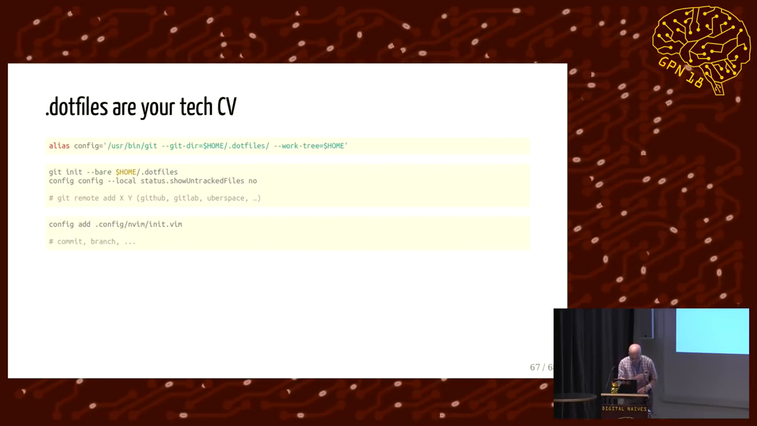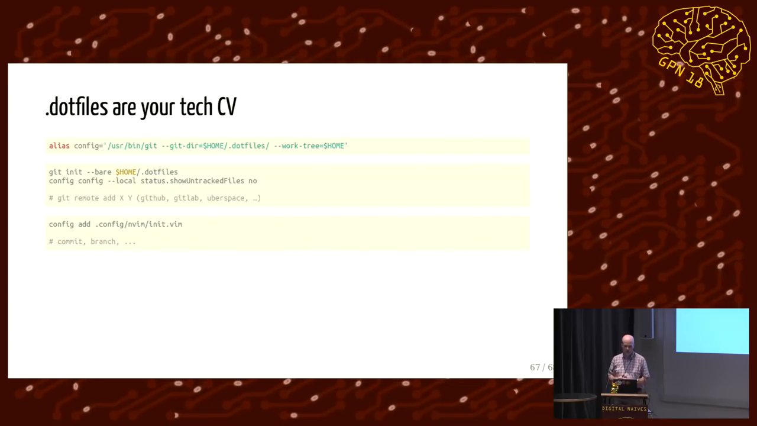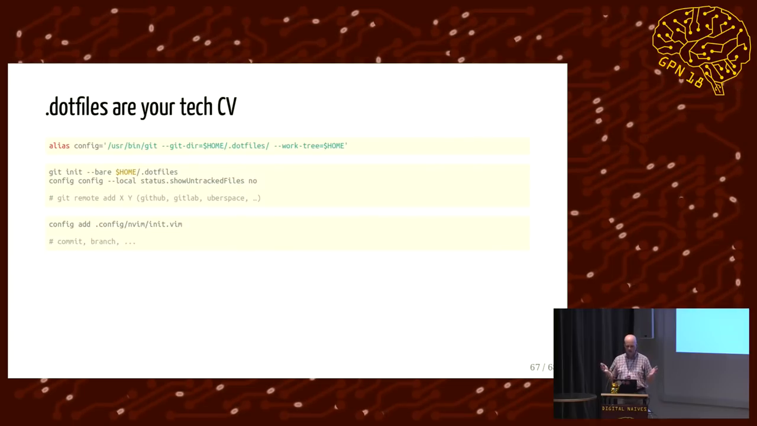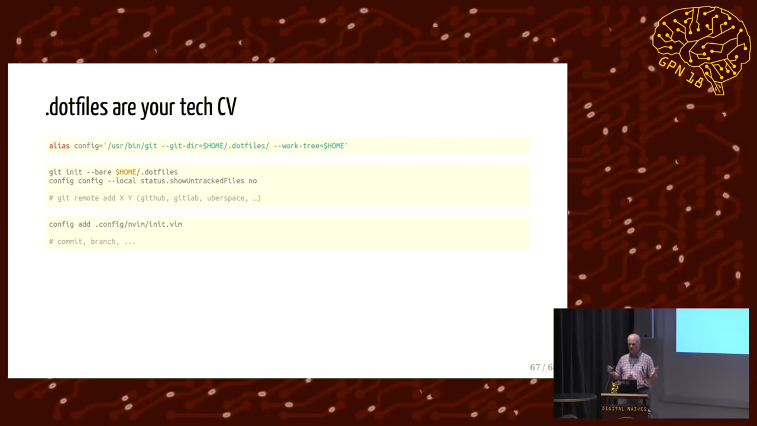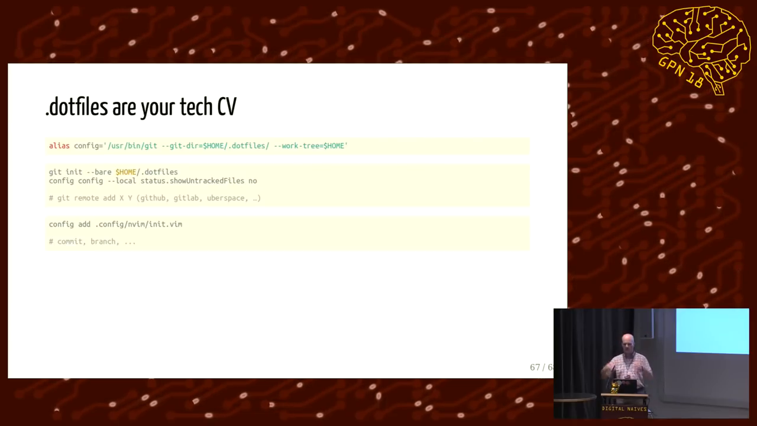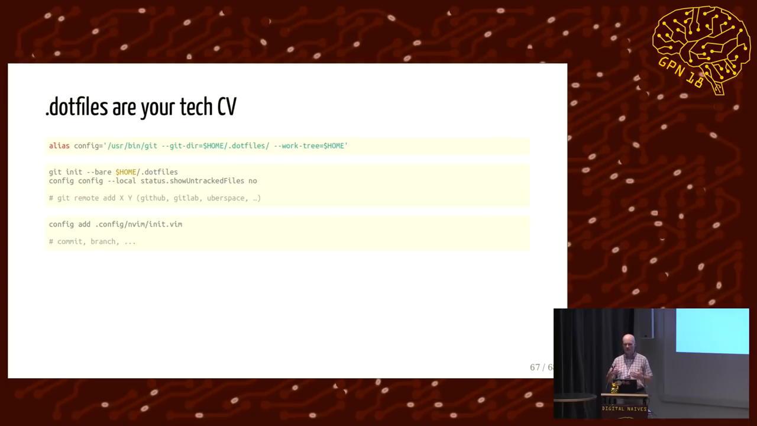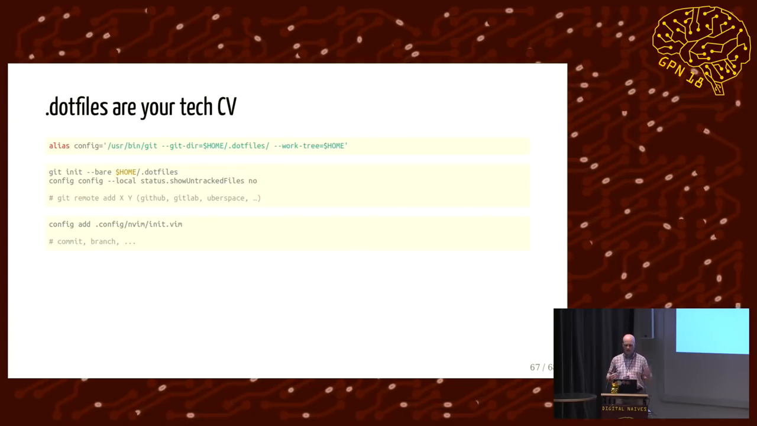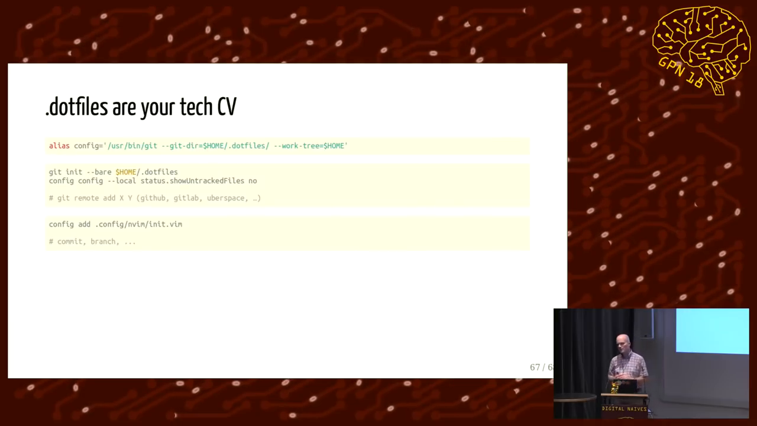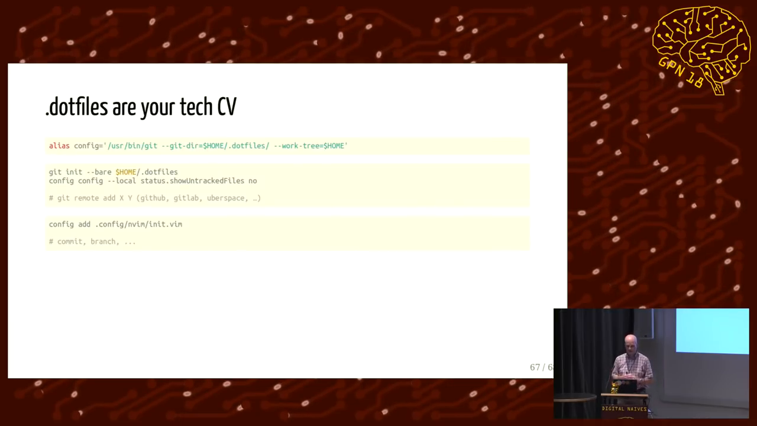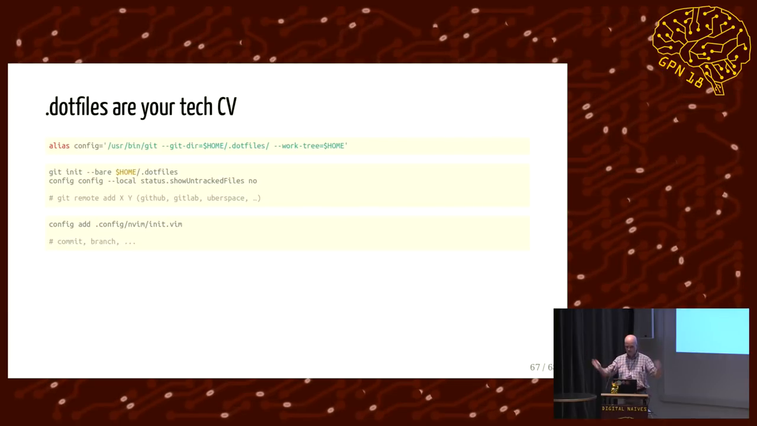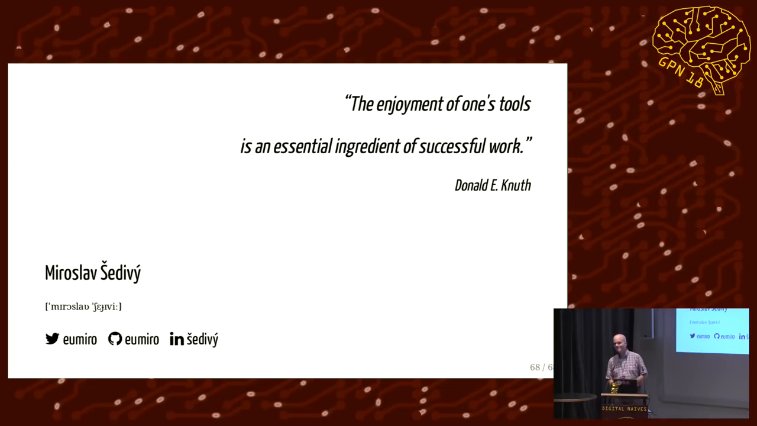And then you have to add a remote, whether you put it on GitHub, GitLab, in a private directory, or repository. You can also use Uberspace or some other service where you can share your dot files between your computers. GitHub is usually public. There are many public dot files. It is your decision whether you want to publish it for the whole world. And then you commit, you branch, and that's all.